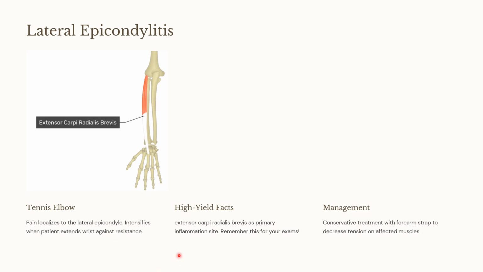So in both the conditions, they will be asking you what is the tendon of the muscle which is inflamed. Extensor carpi radialis brevis is the most favorite for MLE exams. Again, here too, the management is conservative with a forearm strap, which will decrease tension on the tendon of the affected muscles, thereby helping to heal the inflamed tendon.